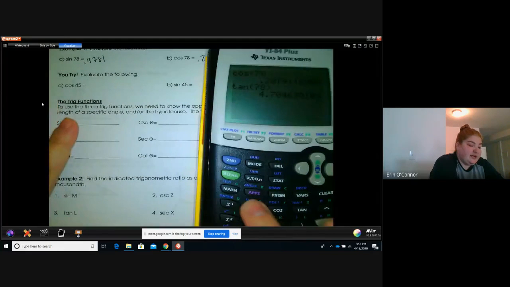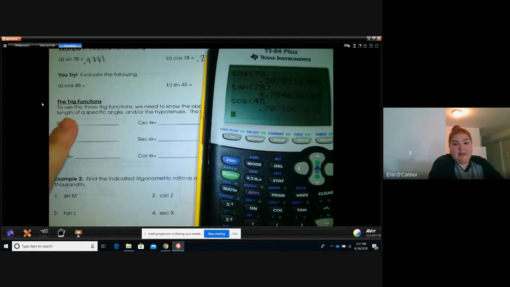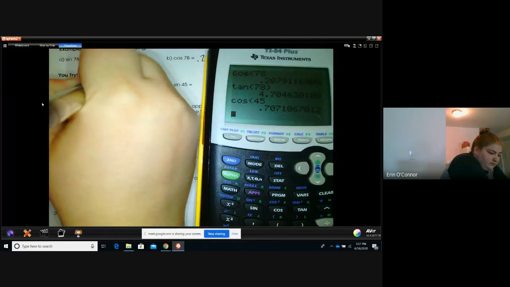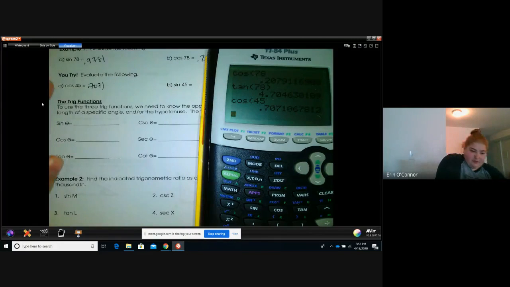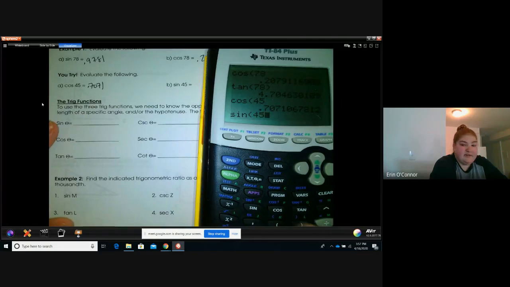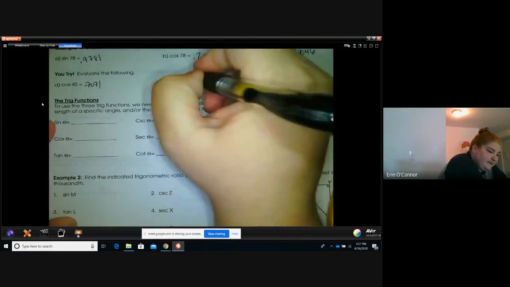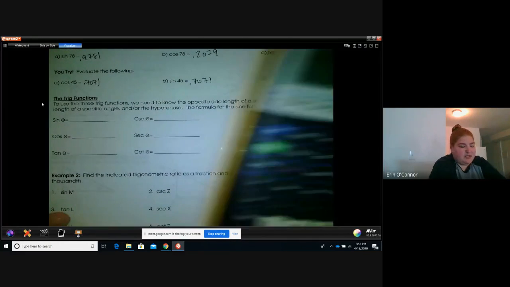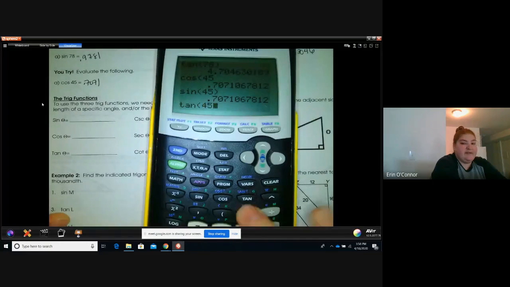Here we would have, we're starting out with cosine, cosine 45, and we get 0.7071. And this is actually a special one we'll talk about tomorrow. Sine 45, because sine is going to be the exact same, 0.7071. You'll eventually know these by heart, some of the special ones. And then tangent 45 is 1, as you guys can see there.